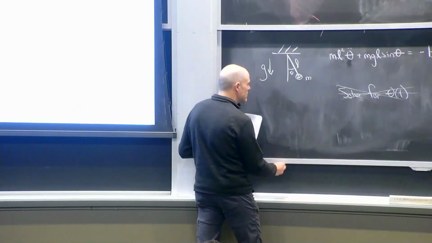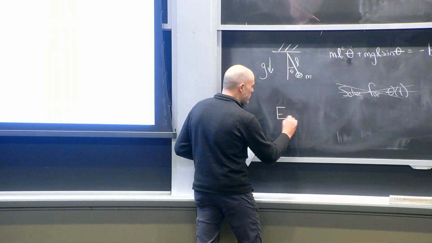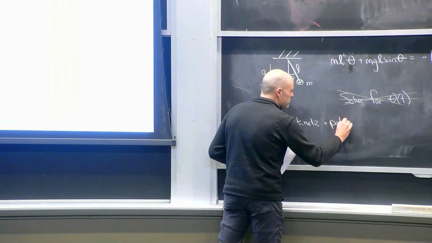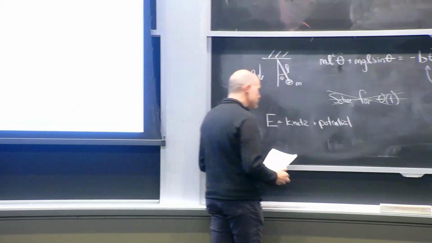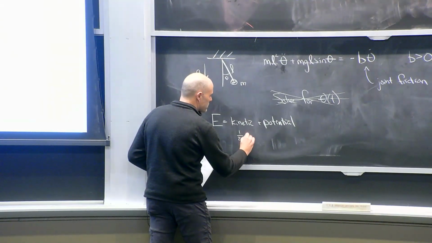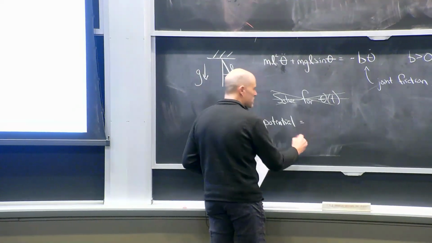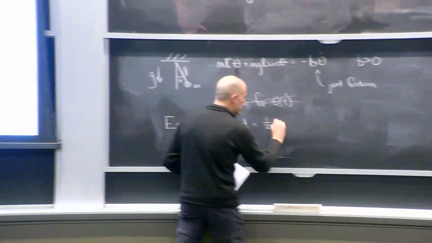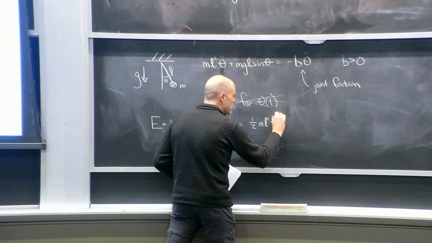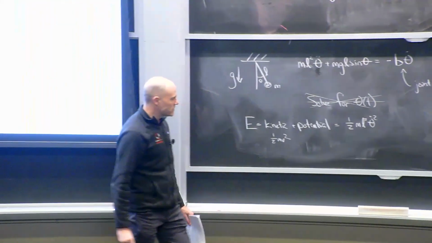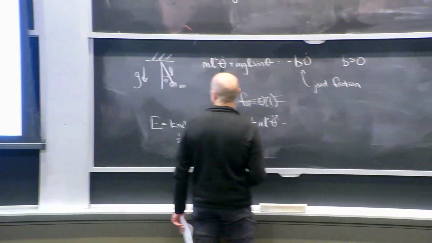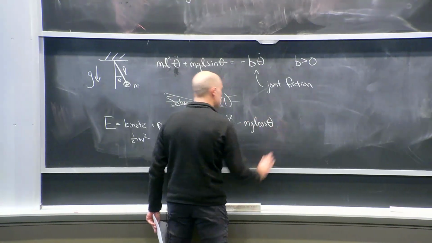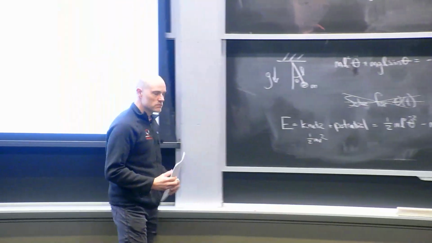Okay, here's a simple proposal. Let's write the total energy of the system, right? The kinetic plus potential energy. Kinetic is 1/2 mv squared, right? So the velocity of this point is L times theta dot, so that's what gives me 1/2 mL squared theta dot squared. That's the kinetic energy. And then the potential energy is going to be minus mgl cos theta.